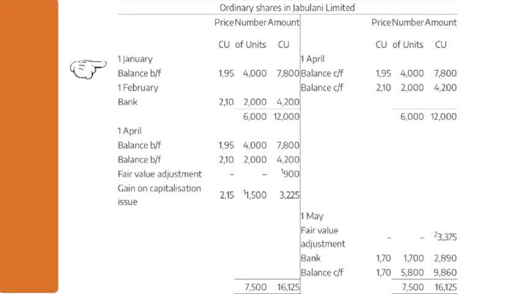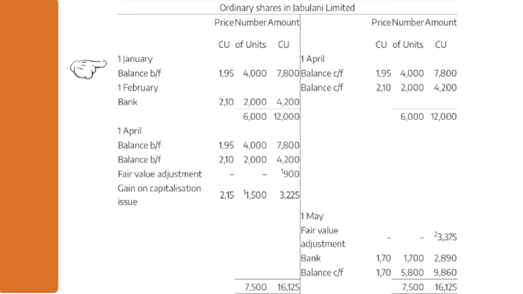Then on 1 February, we acquired an additional 2,000 shares. So we would say debit this T account, debit the asset, the ordinary shares. Your credit would be to bank because you paid for it in cash. How many shares did you acquire? You acquired 2,000 additional shares. What did you pay for them? The fair value that they were trading at was R2.10.